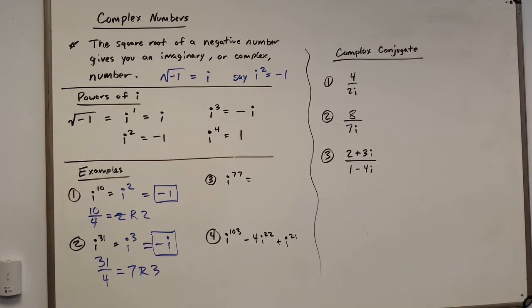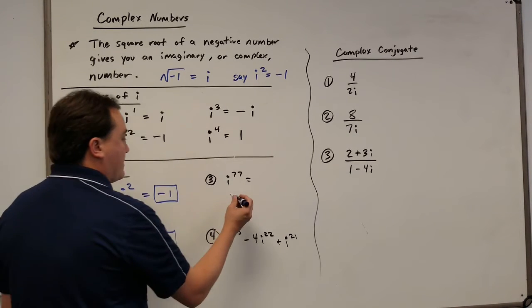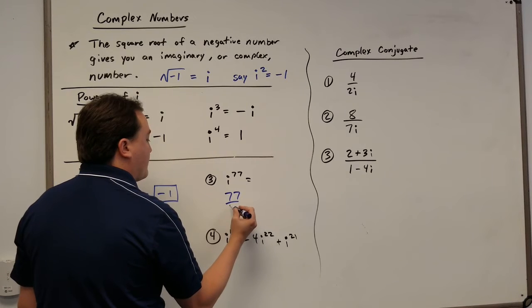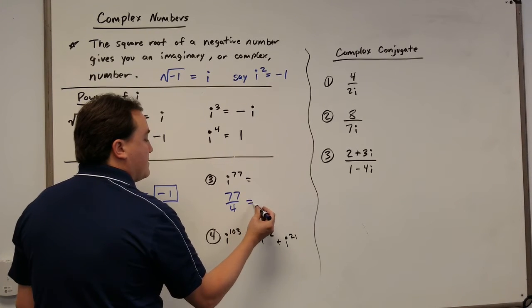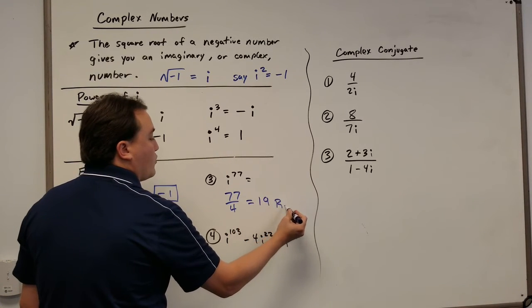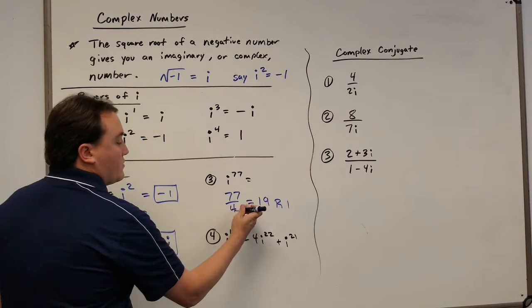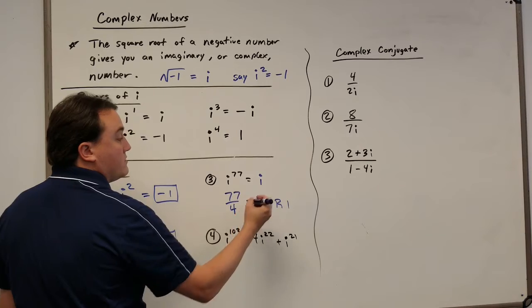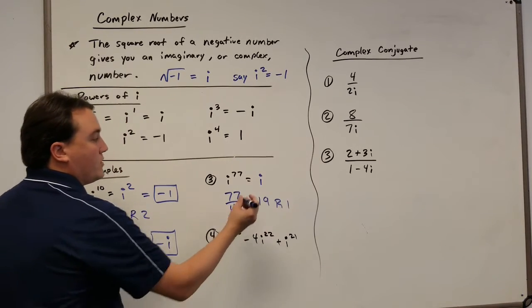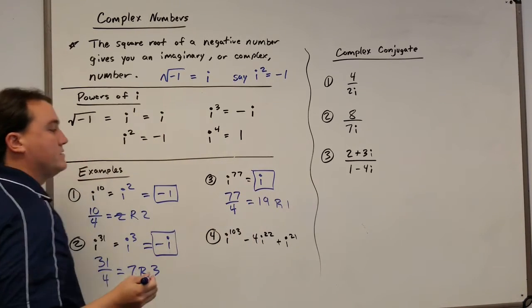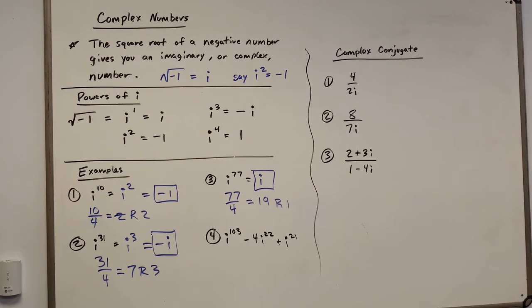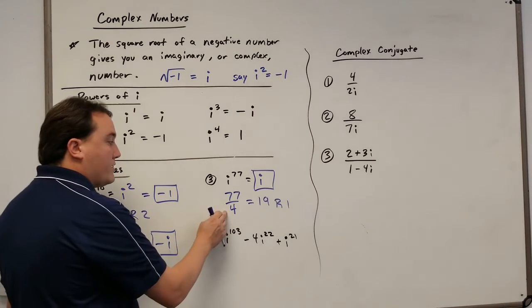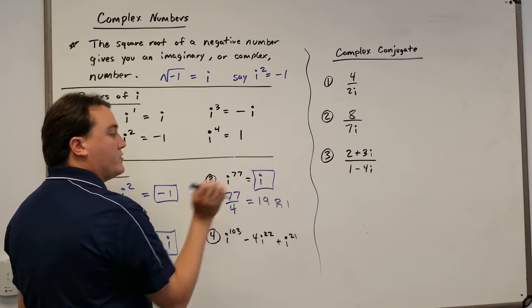I to the 77th. Okay, so 77 divided by 4 is 19 remainder 1. So this is equivalent to I to the 1st power. We don't really need to write the 1. It's just equal to I. So you see, these aren't bad. Just divide by 4, take your remainder, and make it your new exponent.